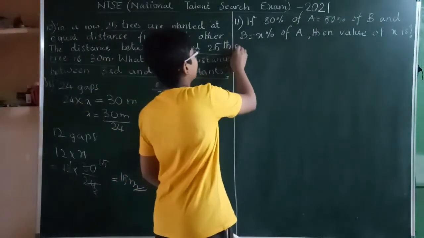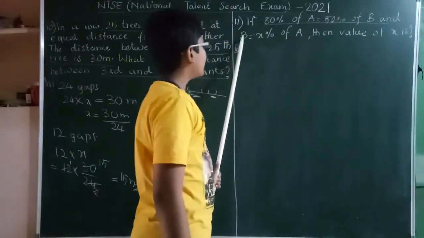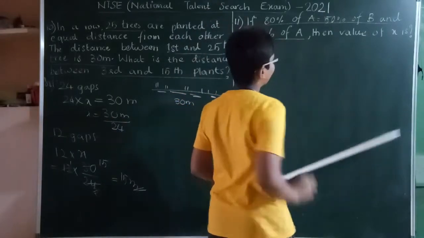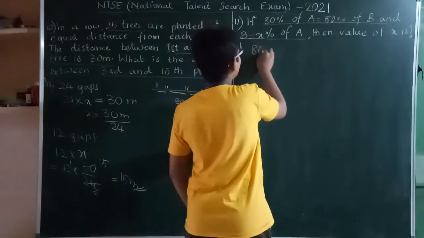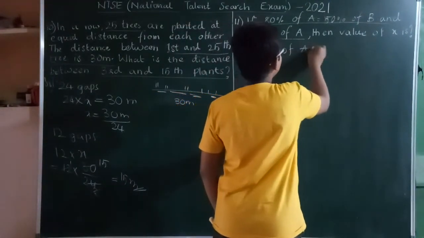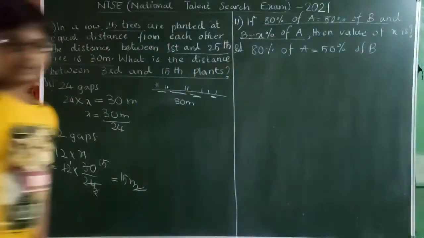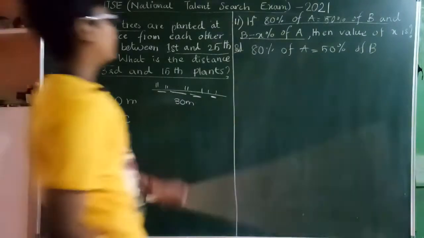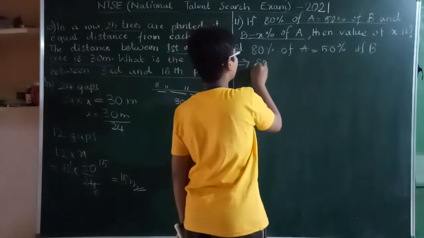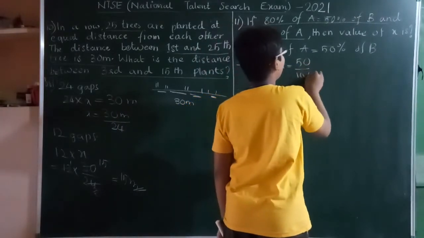Next question, 11th question. If 80% of A is equal to 50% of B and B is equal to x percent of A, find the value of x. Now, given 80% of A is equal to 50% of B. We can write this as 80 by 100 into A is equal to 50 by 100 into B.